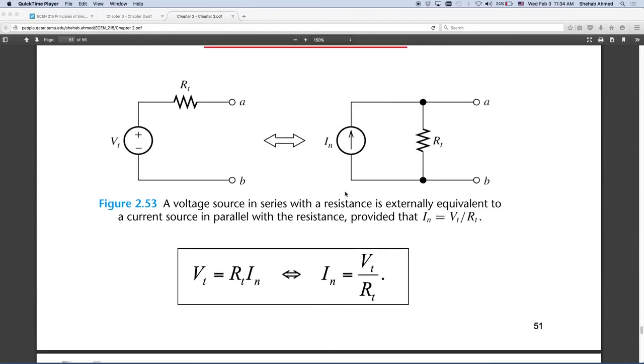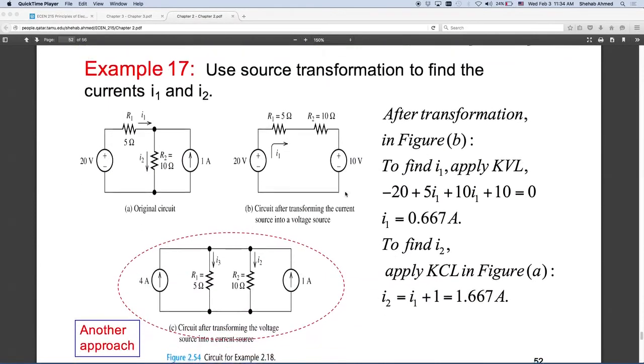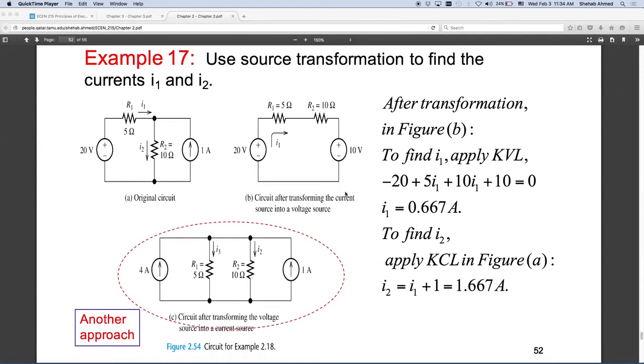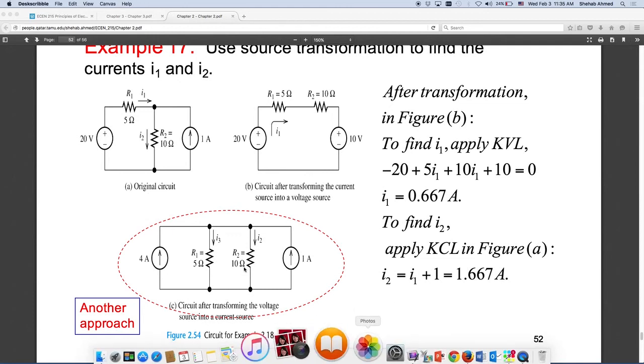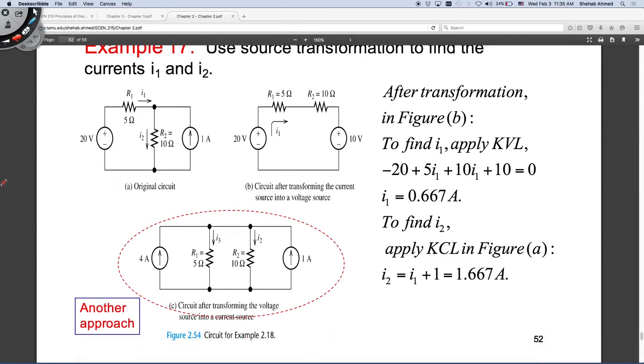So how does this help us? Let's say we have a circuit that looks something like this, right? I would like to solve this circuit. So there are two ways to go about that. They want to find the currents I1 and I2 in the circuit. They would like to find I1 and I2.